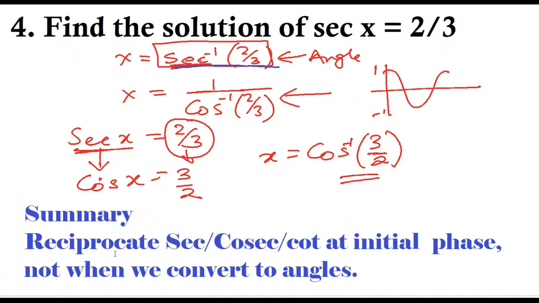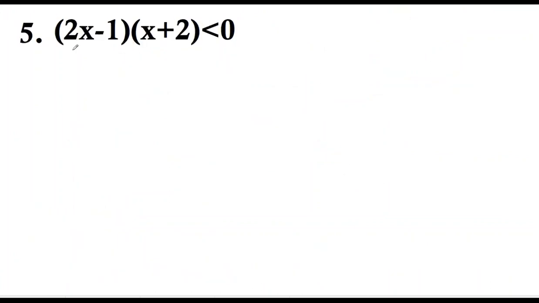So the summary is reciprocate secant, cosecant, and cot, which are reciprocal ratios, at the phase when they are in an equation in terms of secant, cosecant, and cot only, not the inverse phase where they are converted to angles. Sometimes you come across such a situation where you have two factors of a polynomial and it is part of an inequality which is less than 0 or greater than 0.